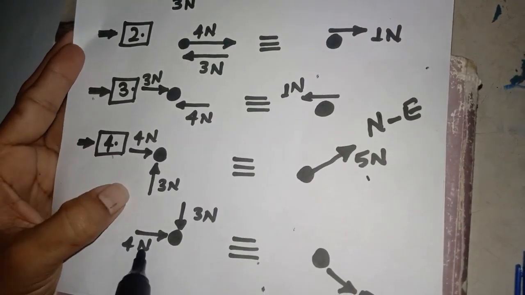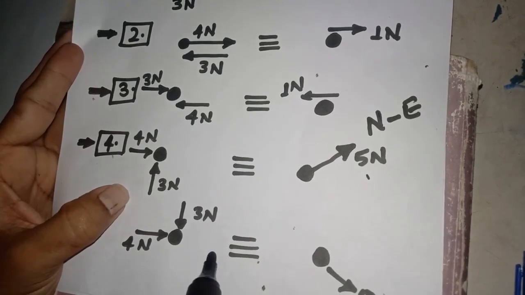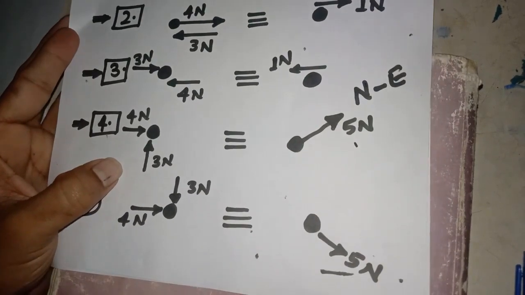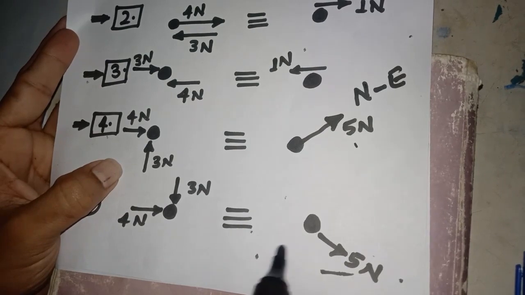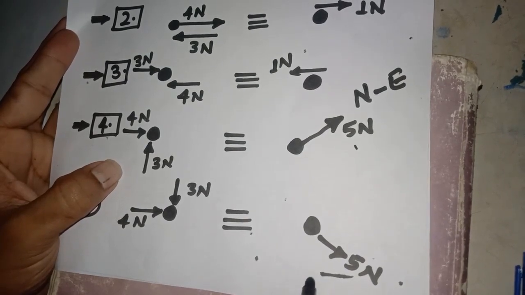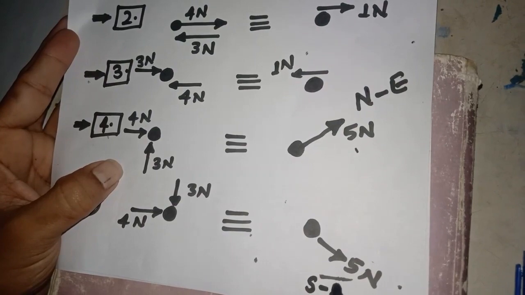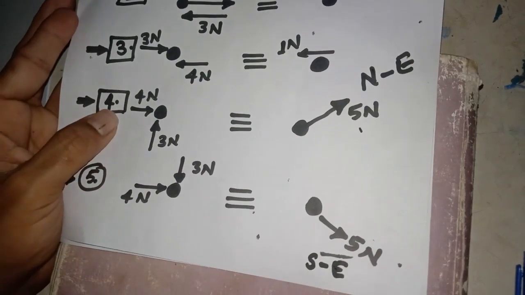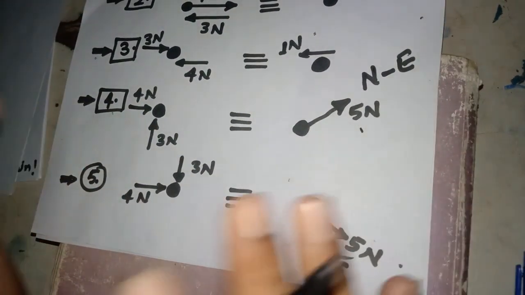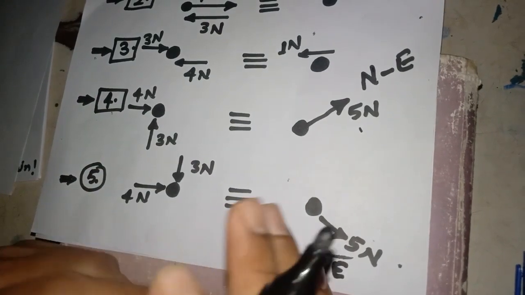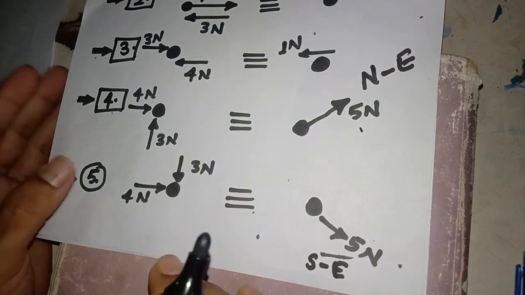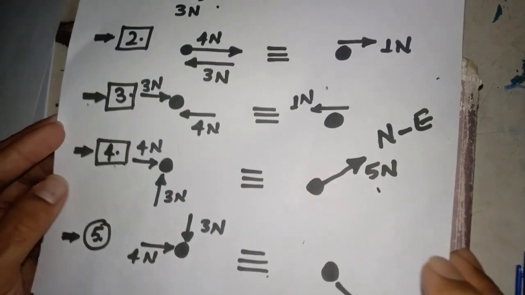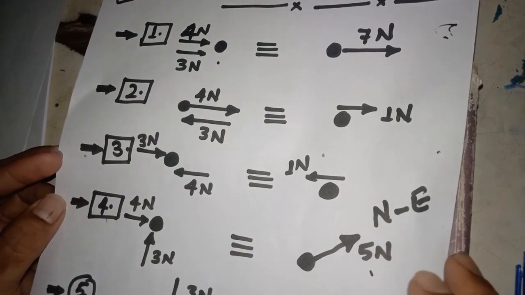Now in the fifth case, you can see here 4 Newton force is acted in the east direction and 3 Newton in the southward direction. So what will happen in this case? They will move by the impact of 5 Newton but in the direction of southeast. So this is a strange phenomenon, but this is reality. So we are here to study these kinds of things. So mathematicians introduced vector quantities.